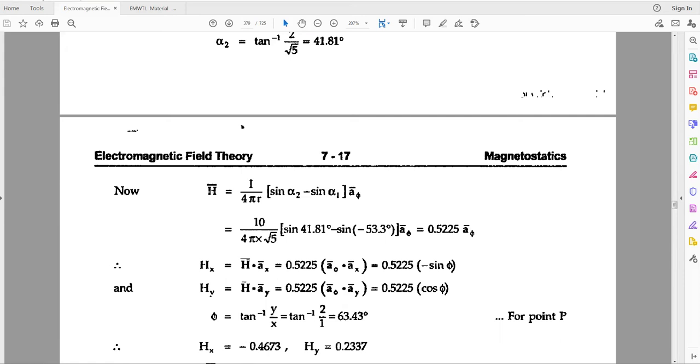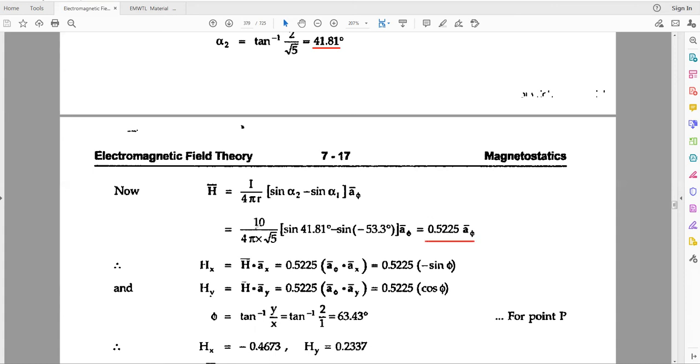Got it, my students? And now, what is the formula for the infinite line? H is I by 2 pi r into a phi bar. But whenever you take the finite length, H bar is equal to I by 4 pi r into sine alpha 2 minus sine alpha 1 into a phi bar, the magnetic field H bar. So I is 10, 4 pi into under root of 5. Alpha 2 we got 41.81 degrees. Alpha 1 is minus 53.3 degrees. And sine of minus theta becomes plus sine, so sine 41.81 degrees plus sine 53.3 degrees.